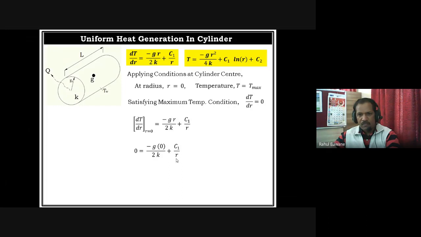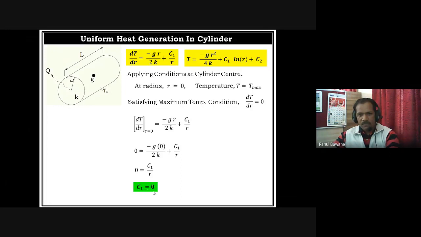So we are not putting the value of r here. Our equation on simplifying becomes 0. This whole term becomes 0, so 0 equates to c1 upon r. Now we will shift this r to the left-hand side, so we get c1 equals 0.